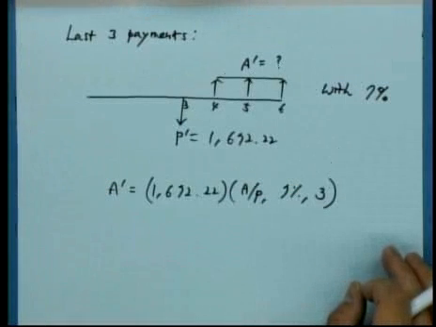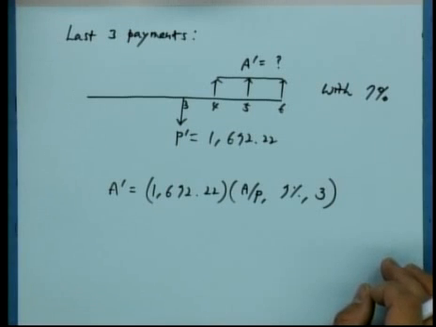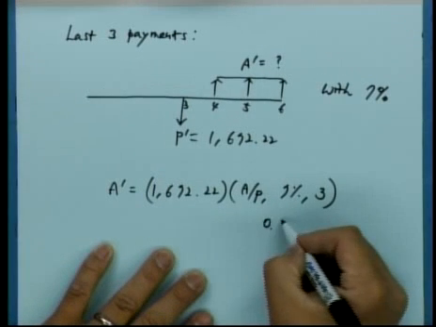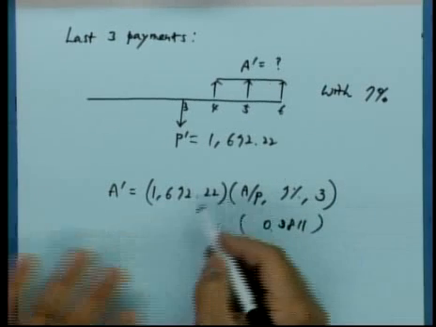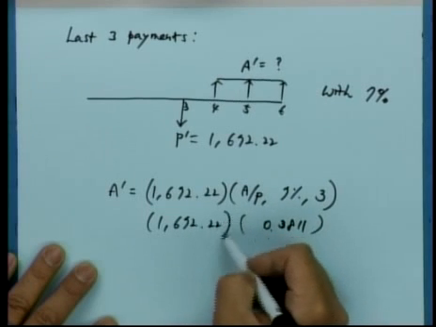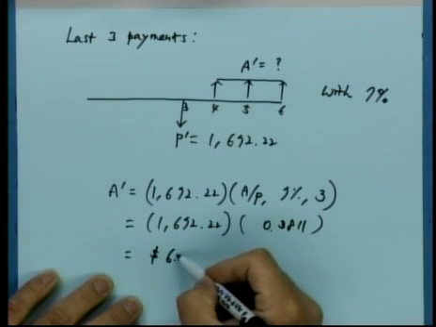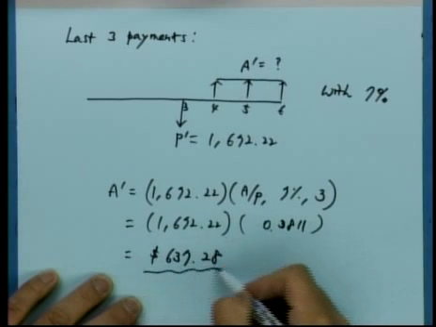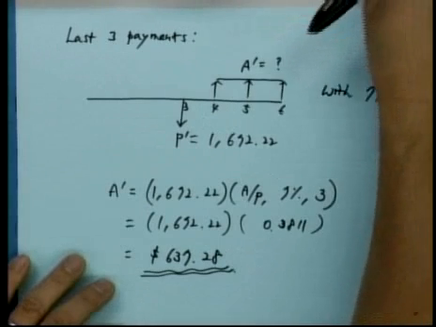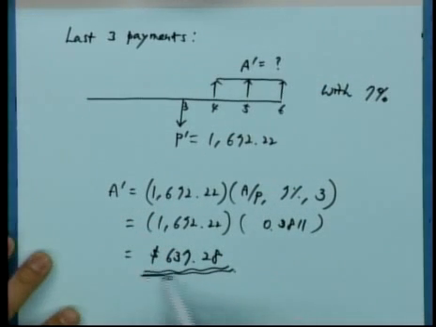On page number 610, it provides the capital recovery factor with 7% interest rate. For period 3, it provides 0.3811, times $1,672.22. So how much is that? That is $637.28. So this is the answer for the second question. That is the last three payments amount.